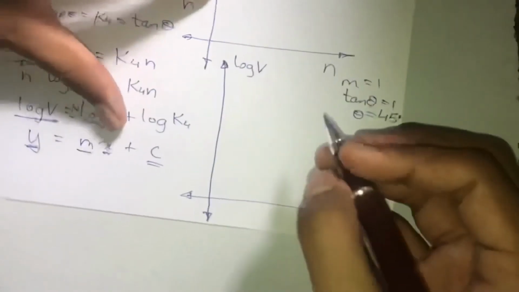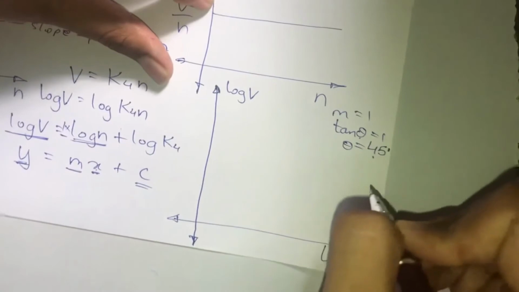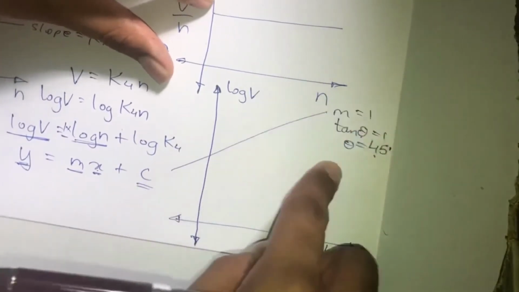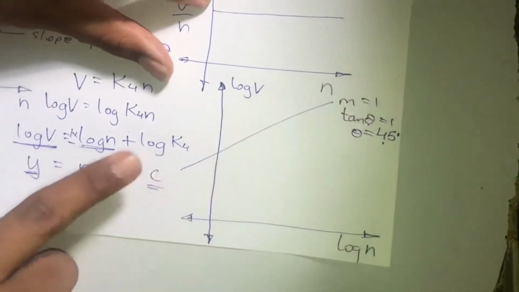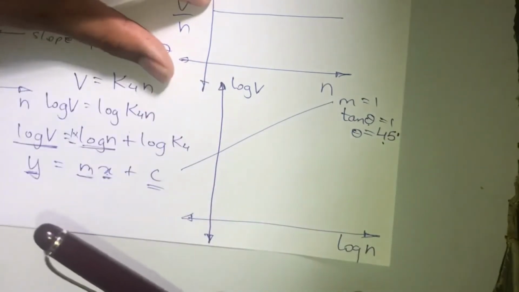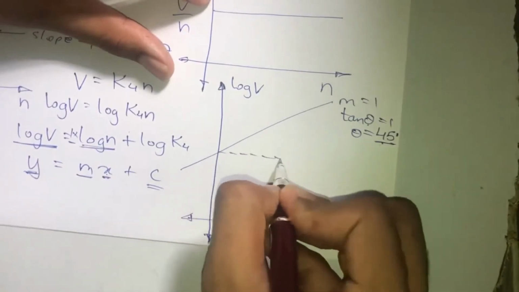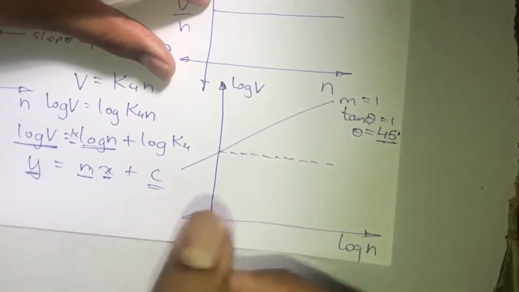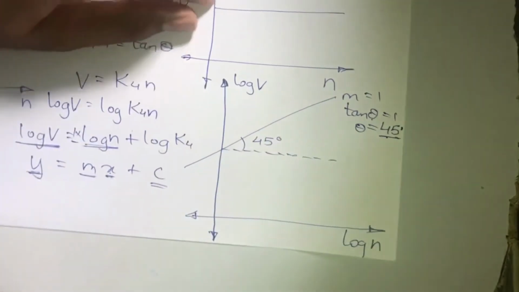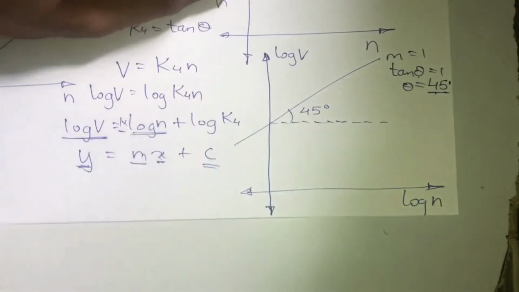Now I am going to draw the line. Since theta is positive, therefore the line is going to go up. Okay, why? Because theta is positive, therefore the line is going to go up. If theta would have been negative, the line would have been coming down. Now how will you find this 45 degree of theta? You have to draw a horizontal line which is parallel to the x-axis, and this angle is nothing but your 45 degree angle.